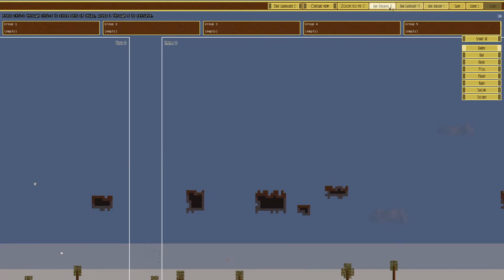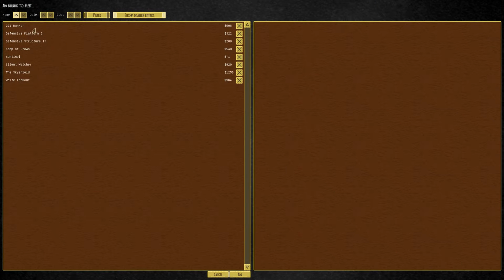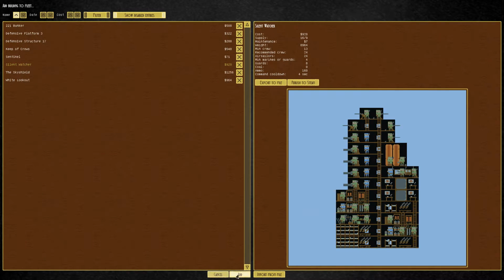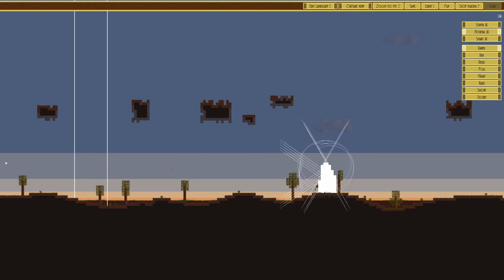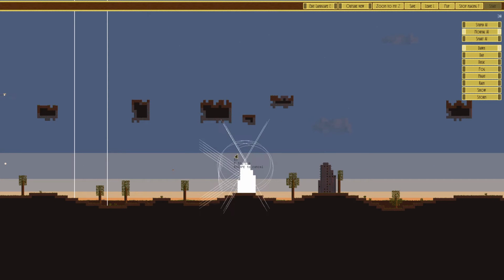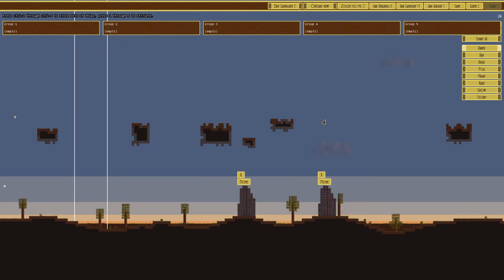So first of all, we're going to add building and we're going to add some silent watchers. So add. We're just going to add this one there and there. It was two silent watchers and three alligators. Let me double check that. I need to make sure I am getting this right. Yes, it is three Alligator 2s and two Silent Watchers.